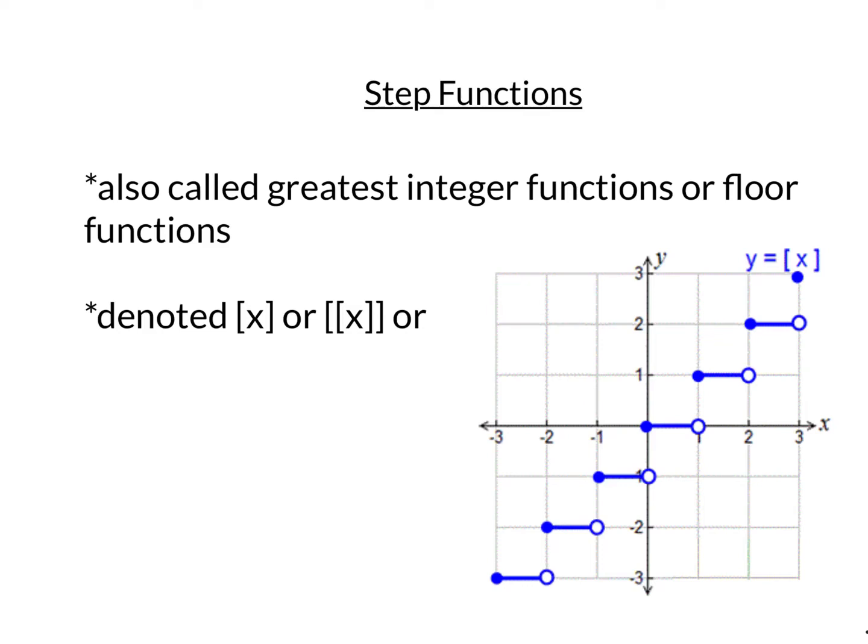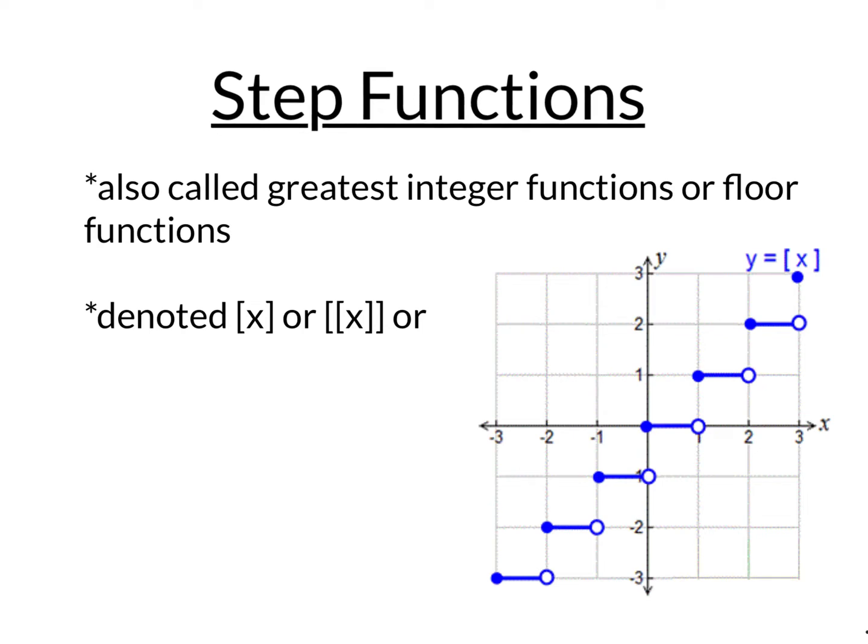So we've talked about transformations, so now we're going to talk about something called step functions. And step functions actually have a few names. I call them step functions, but they're also called greatest integer functions, or sometimes floor functions. And we're going to talk about where that definition comes from, or exactly what that means. But first, I want to show you how they're denoted.